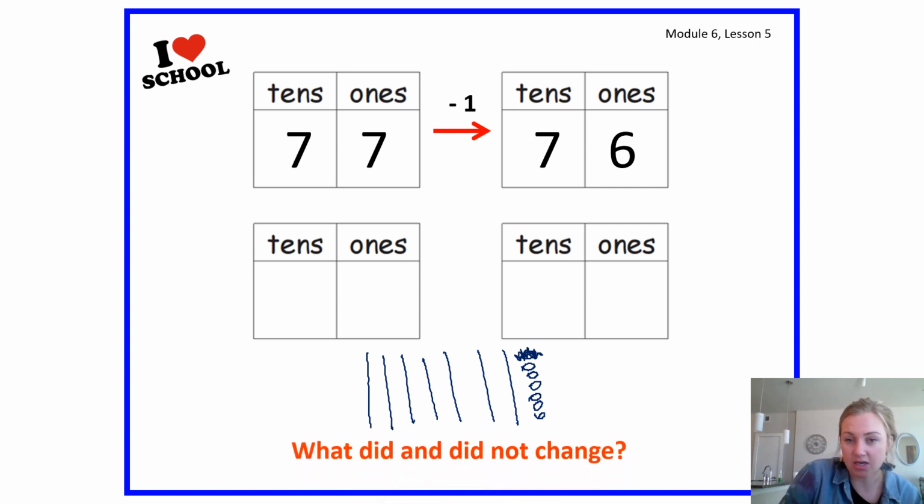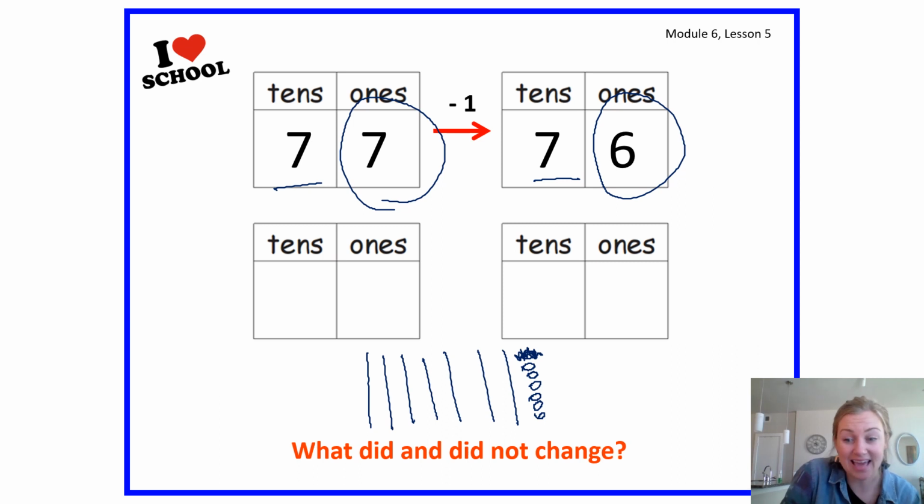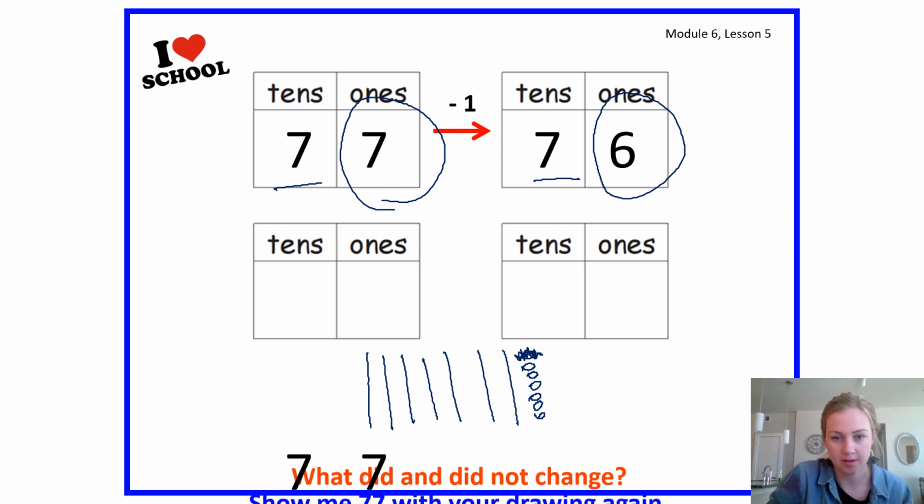What did and did not change? Did the tens digit change? No. Did the ones digit change? Yes. The 7 minus 1 became 6. We took away 1 from the 7 and it became a 6.